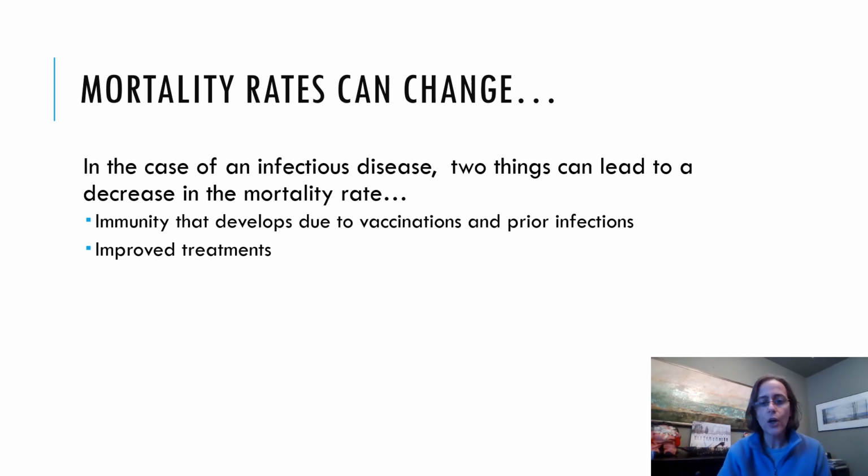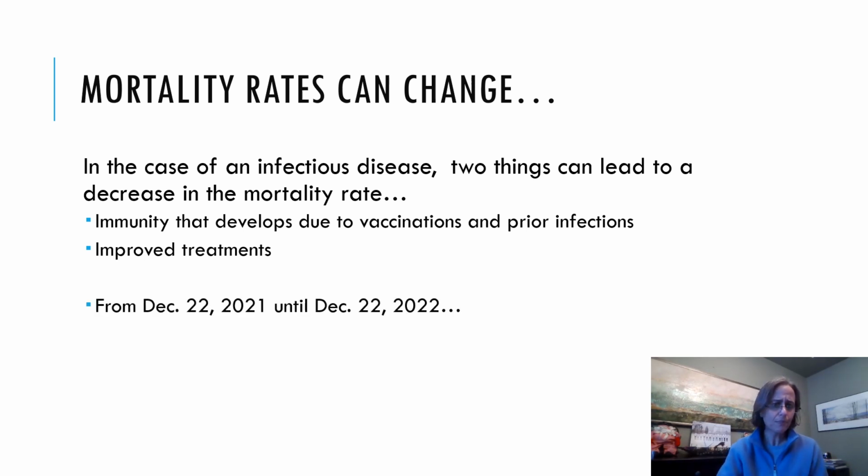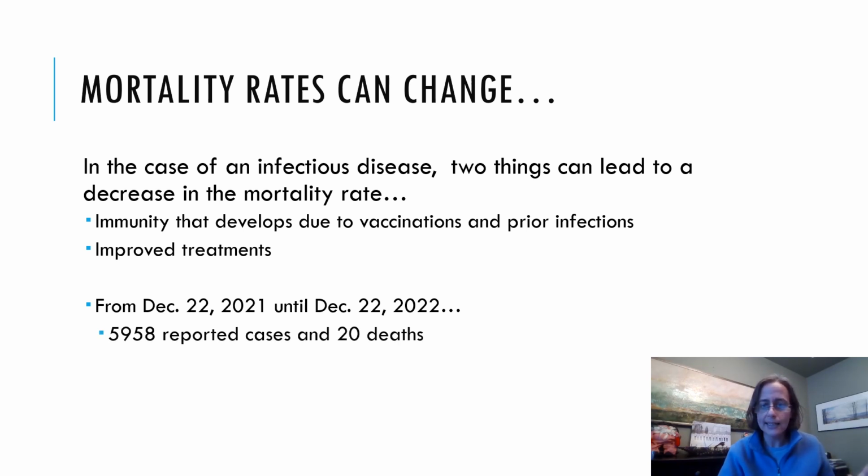So to come back to the COVID example, I looked at, okay, what about this past year? What has our mortality rate from COVID been? It was 0.6% at this time last year. And now, since December 22nd, because today's December 22nd, so in the past calendar year, we have had 5958 reported cases of COVID and 20 deaths since that time. So our mortality rate is now down to 0.3%, so it's halved.